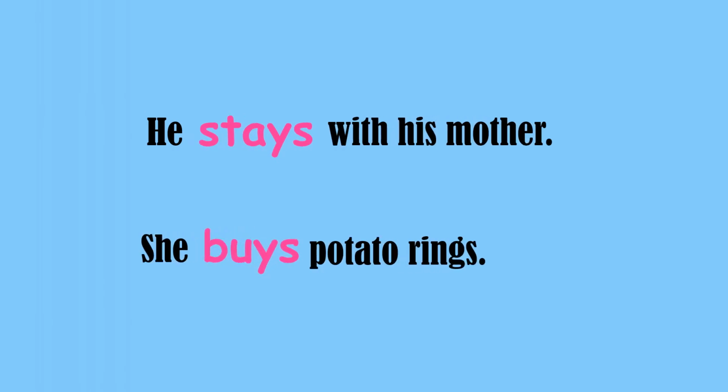But when a verb ends in y and there is a vowel a, e, i, o, or u before it, we simply add the letter s to the verb, like in the following examples. He stays with his mother. She buys potato rings. The y in the verbs stay and buy is not changed because it is preceded by a vowel.